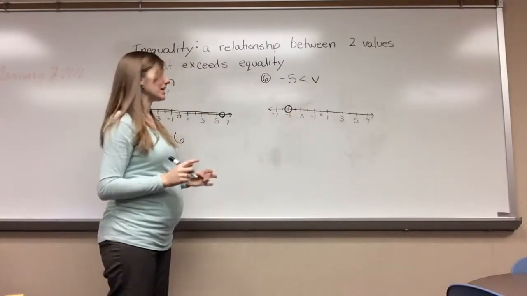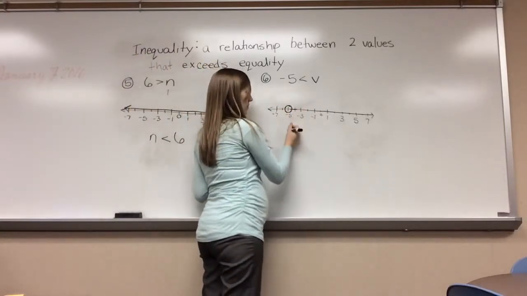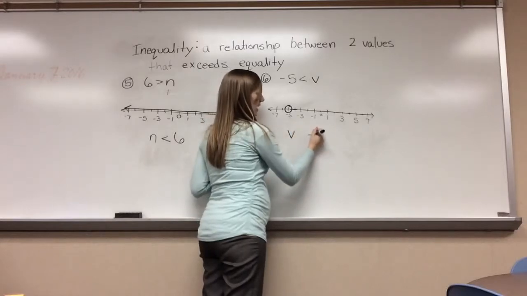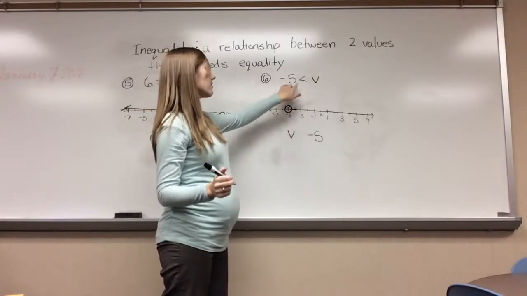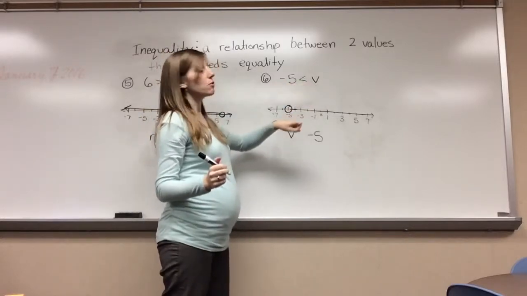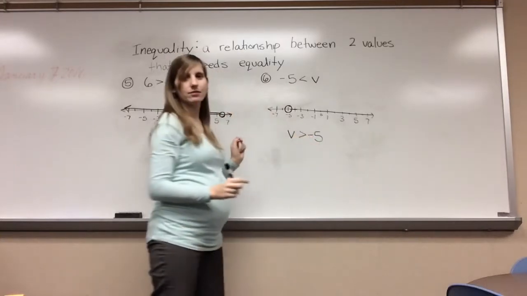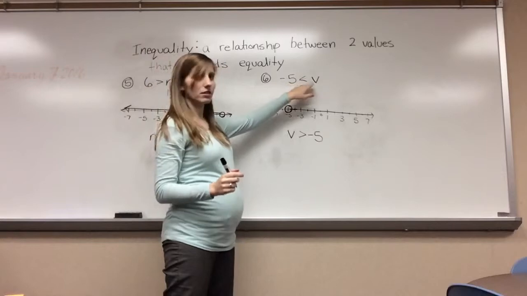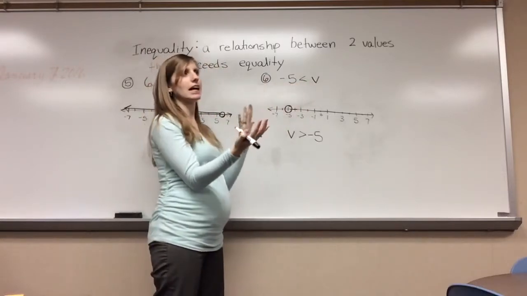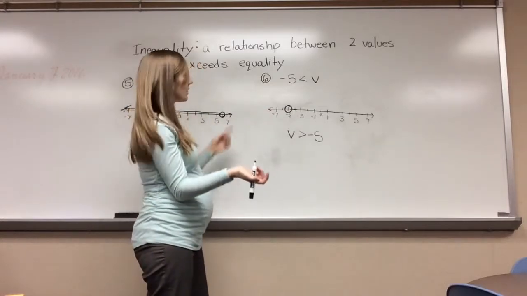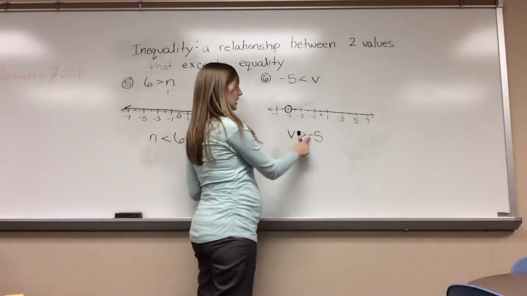Now I'm going to rewrite my inequality because this is hard for me to figure out which way the line's going to go. So I'm going to have b on the left side, negative 5 on the right side. Negative 5 is supposed to be smaller than b, which means that b must be bigger than negative 5. If negative 5 is smaller than b, then b is bigger than negative 5. That's saying it in reverse. If negative 5 is smaller, then b must be bigger. So b is bigger than negative 5.